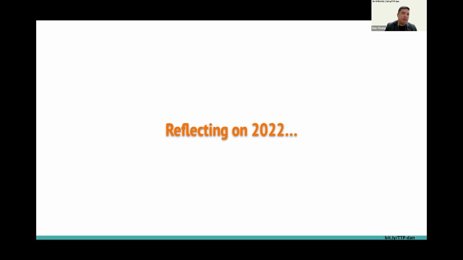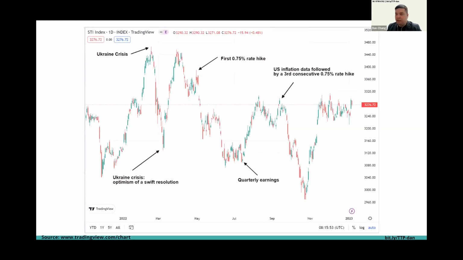To come up with a trade plan for 2023, we have to look backwards at what has happened. We also have to see what factors are going to affect us in the coming months, in the next one year. So, reflecting on 2022, this is the chart of the STI for the year 2022.